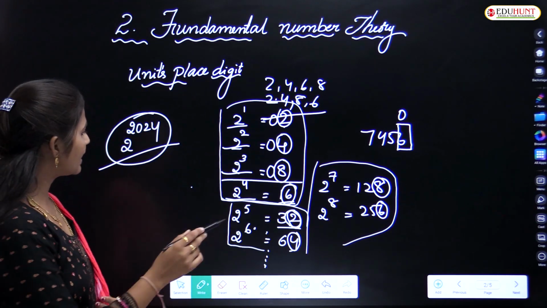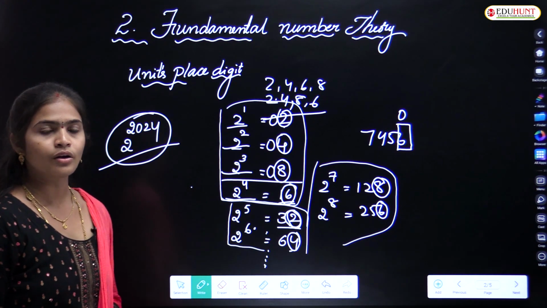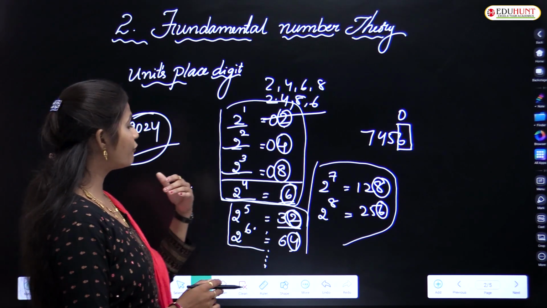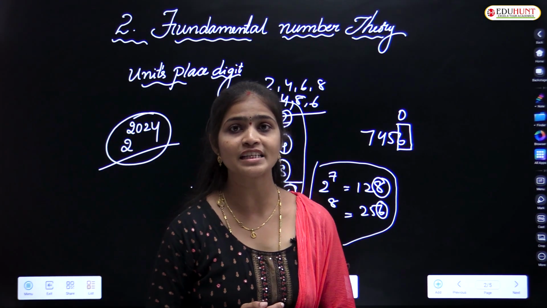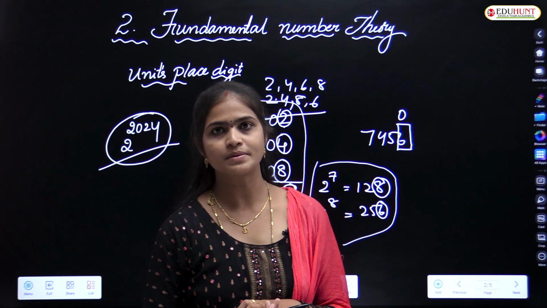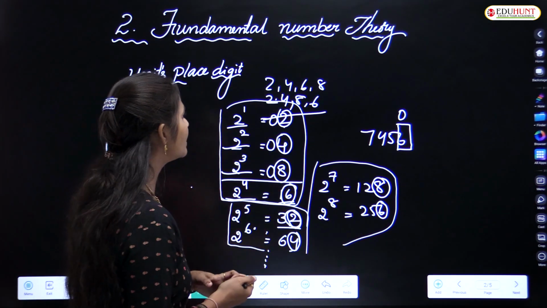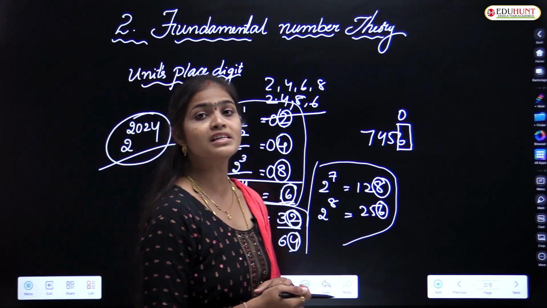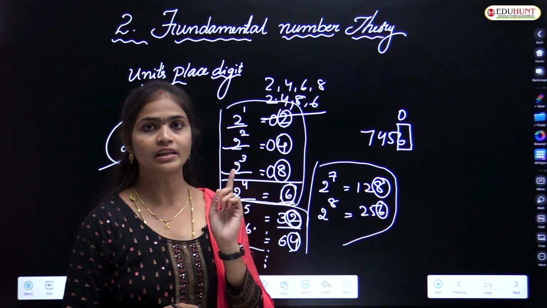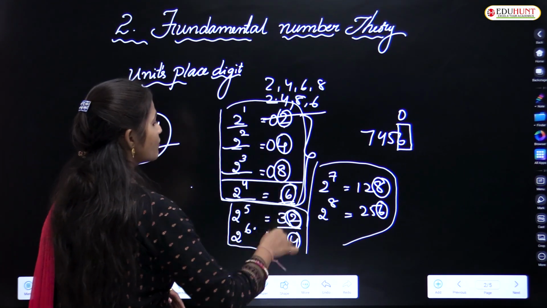Yes or no? So again this is a repetition, no? 2, 4, 8, 6, 2, 4, 8, 6, like that it is a repetition only. So after how many steps are we getting the repeated digits? For every 4 steps. For every 4 steps we are getting the repetition. That's why the power should be divided by 4. That is the reason. Okay, just listen. So for every 4 steps we are getting that.